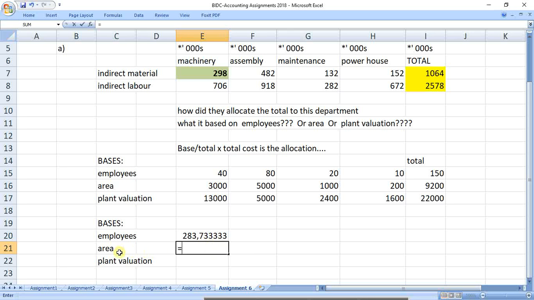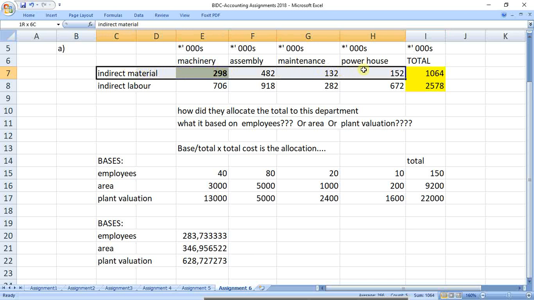Let's try the next one. Area. Let me fix these formulas so it'll work. The total times the area, divided by the total area. What did that give me? 346. So they probably used plant valuation. Let's check. The total times the plant valuation divided by total. That's not the right allocation either, because that's the total.